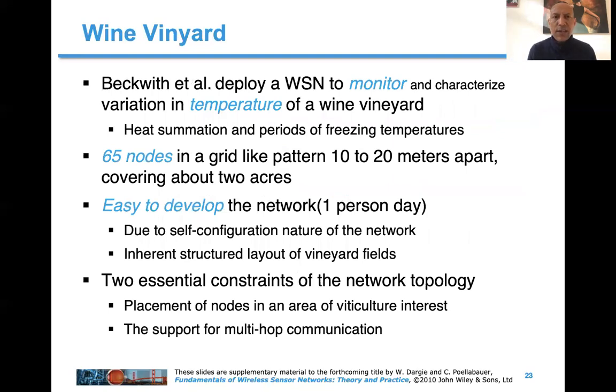Okay. So the researchers in Italy, they used a wireless sensor network to monitor and characterize the temperature distribution in a vineyard. They used 65 sensor nodes at a 10 to 20 meter distance to monitor microclimate. They reported that it was very easy because of the structure, the grid structure of a vineyard. It is relatively easy to deploy the sensor nodes. The sensor nodes could self-organize, support multi-hop communication, do in-network processing to aggregate the temperature difference, and send the data remotely.